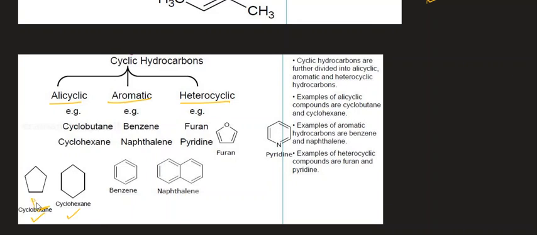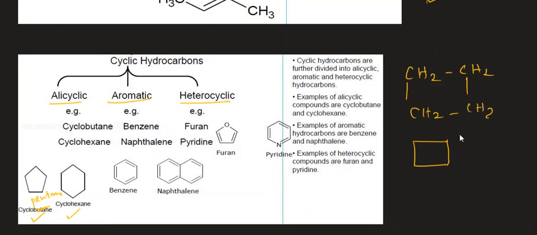So you can call it cyclopentane. Correct it: cyclopentane. What about cyclobutane? It will be like this. How can we draw it? CH2, CH2, CH2, CH2. They form a cycle, so it is called cyclobutane. This is easily represented like this. So what do you call it? Cyclobutane.